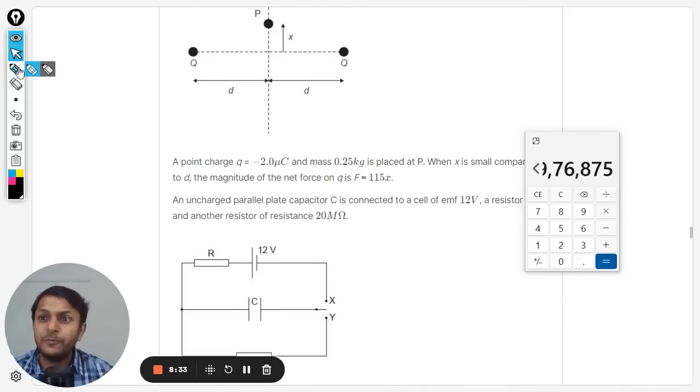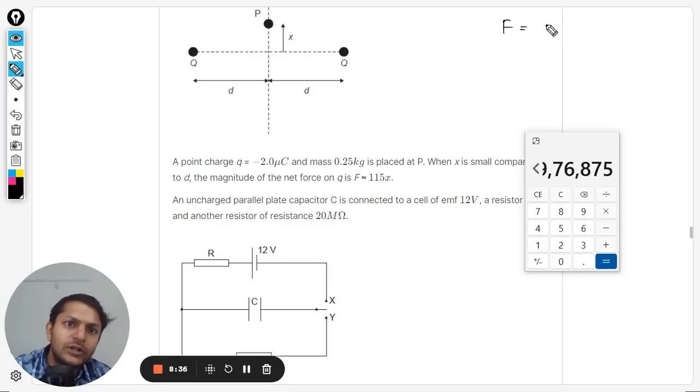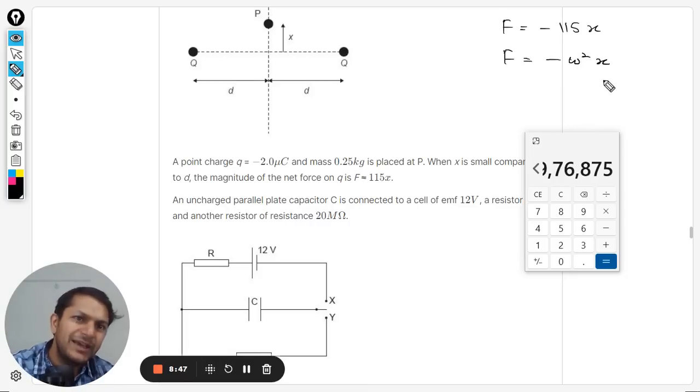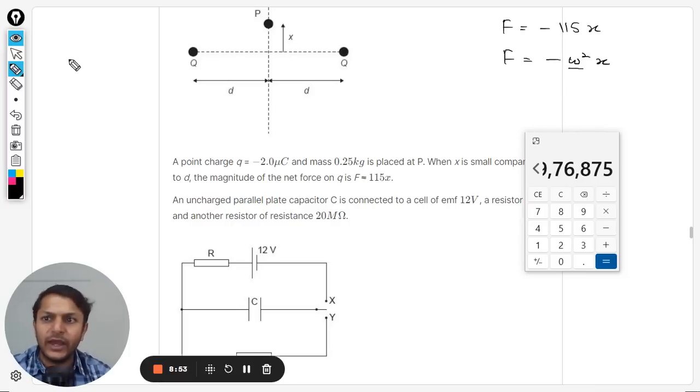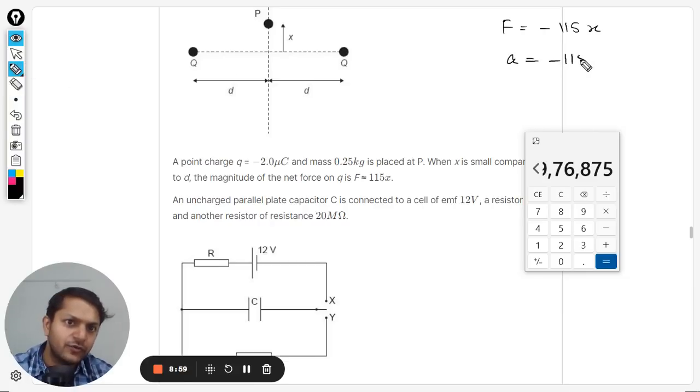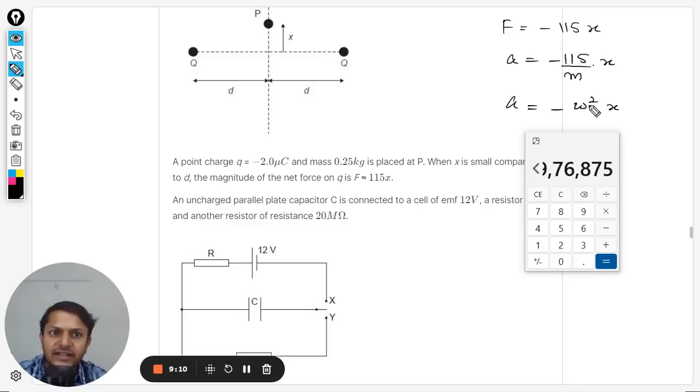What are we going to do here now? Now you see, so F is equal to negative of 115x. So whenever we compare this thing with simple harmonic motions, don't we say that F is equal to minus omega square x? No, there is mass also. So F is equal to m into A. Yeah, just a moment. Acceleration will be equal to 115 divided by mass into x. So this very thing is equated with omega square, like this, because this is the acceleration and this is the general formula for the acceleration. So we compare this thing.